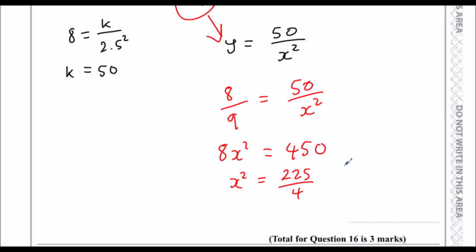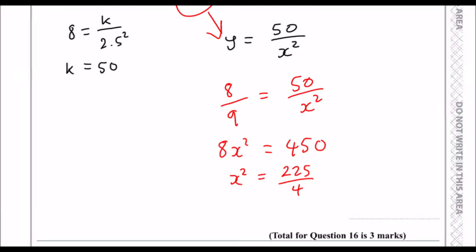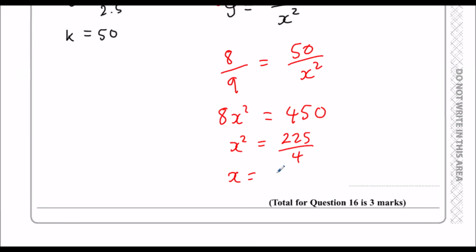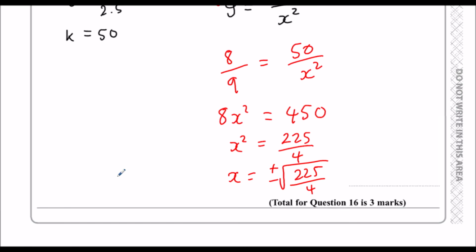And then square root both sides. But remember, the question said find the negative value of x. And when we square root, we have plus or minus. So plus or minus the square root of 225 over 4. The square root of 225 over 4 is 7.5. So x is plus or minus 7.5. We want the negative answer, so minus 7.5.